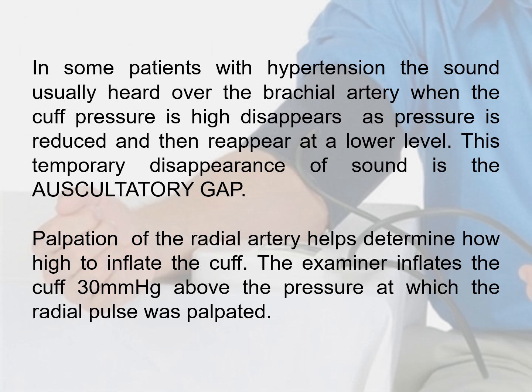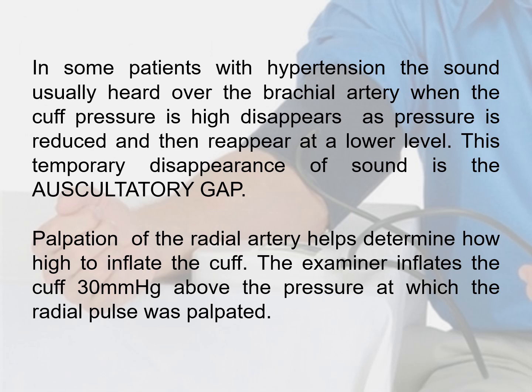In some patients with hypertension, the sounds usually heard over the brachial artery when the cuff pressure is high disappear as pressure is reduced and then reappear at a lower level. This temporary disappearance of sound is the auscultatory gap. It typically occurs between the first and second sounds. The gap in sounds covers a range of 40 millimeters of mercury and thus causes an underestimation of systolic pressure or overestimation of diastolic pressure.